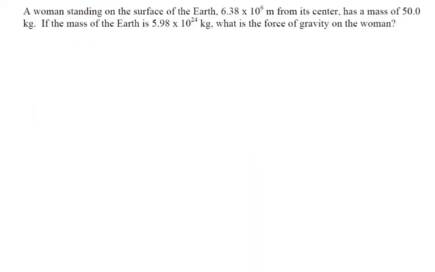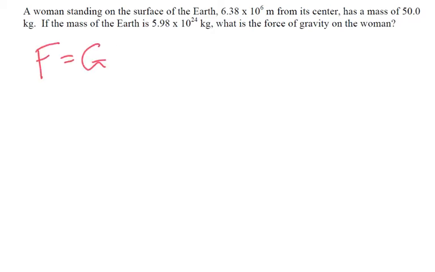There we go. A woman standing on the surface of the earth, 6.38 times 10 to the 6 meters from its center, has a mass of 50 kilograms. If the mass of the earth is 5.98 times 10 to the 24 kilograms, what is the force of gravity on the woman? So, like we've been doing previously, we're going to apply our equation.